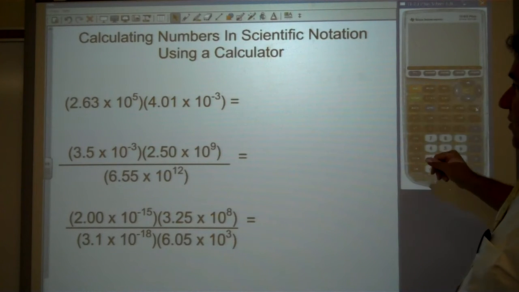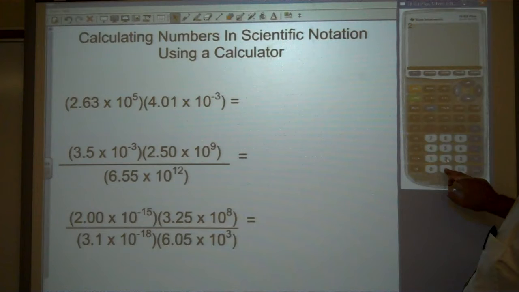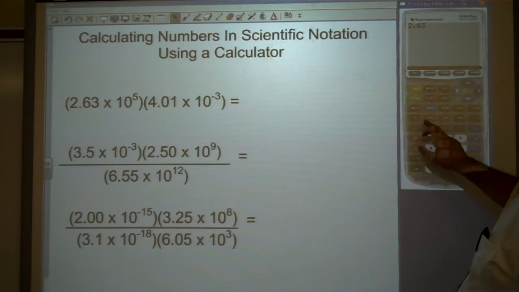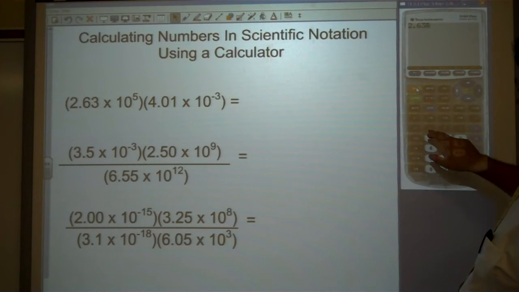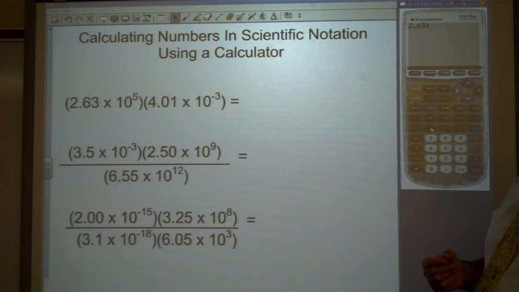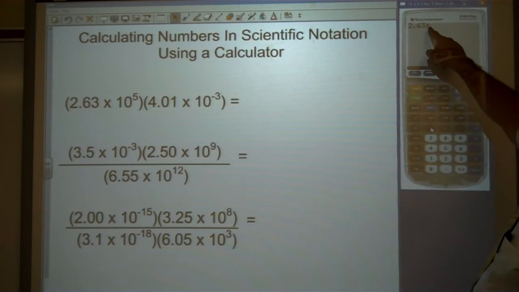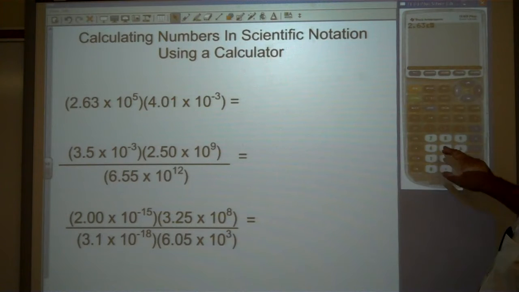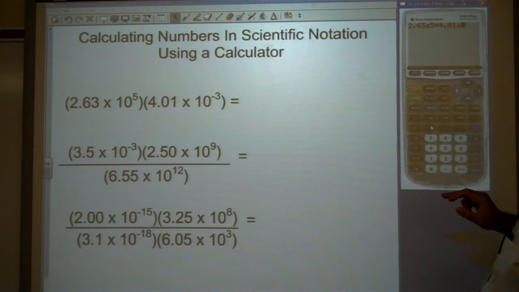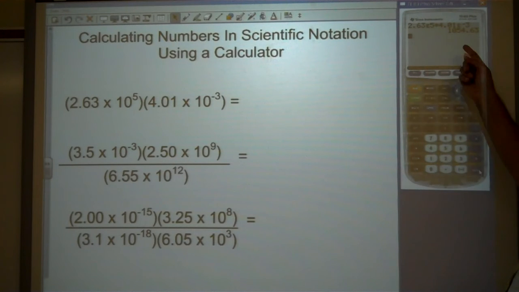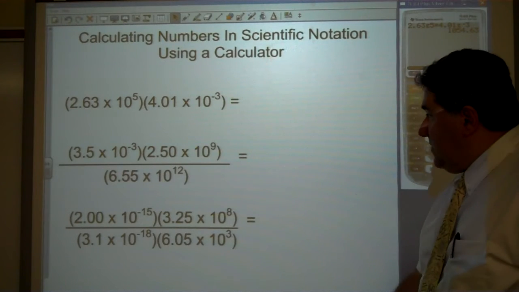So using our calculator on the screen up here, we'll put 2.63, and we're going to use the second button and EE, exponential notation for us. You'll see a little E appear on the screen. That's our exponent 5, times 4.01 second EE button to the negative 3. The answer comes out to 1054.63. But here's the rule you need to follow.